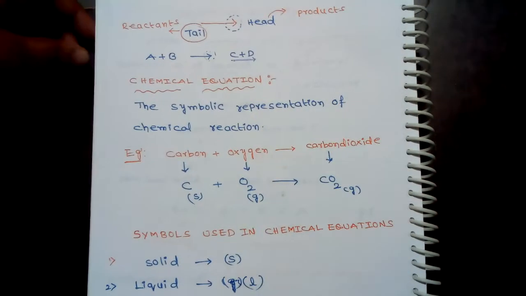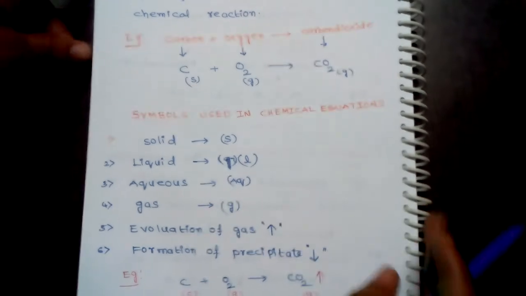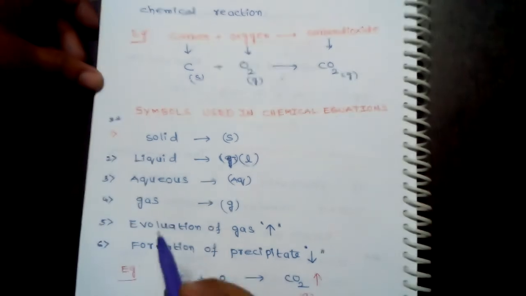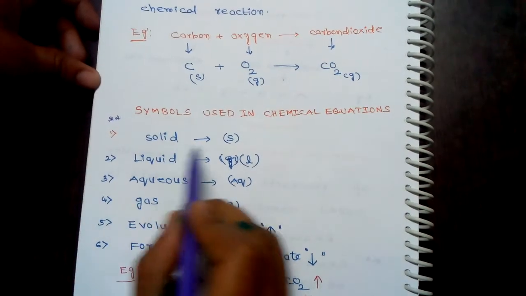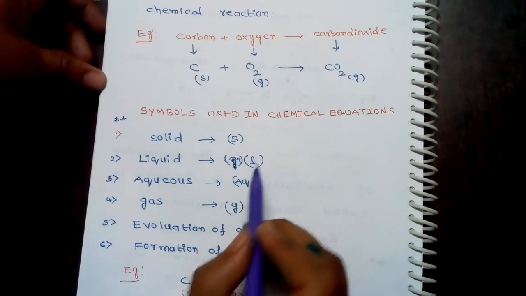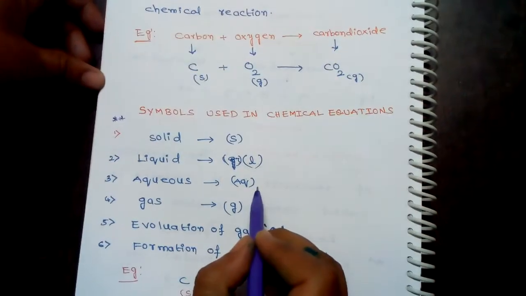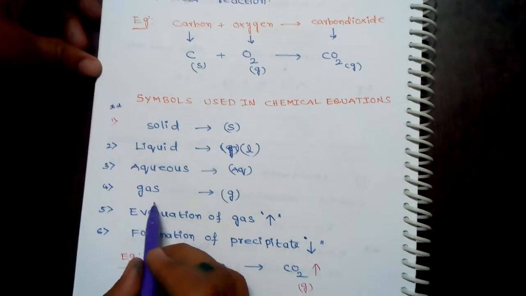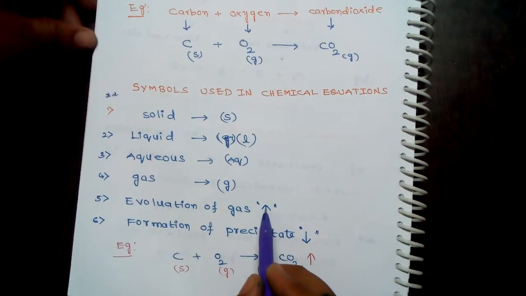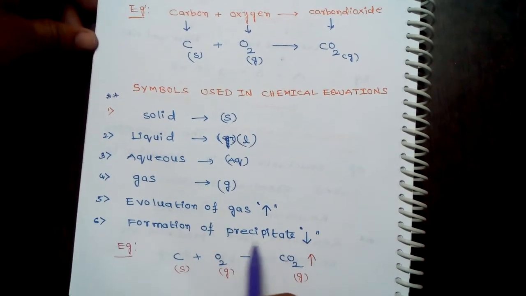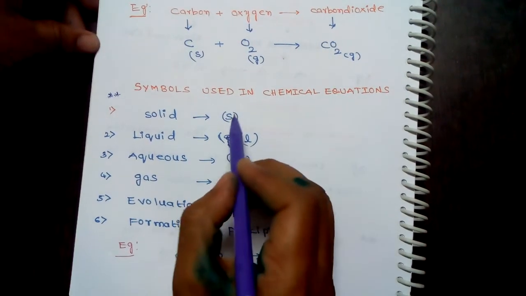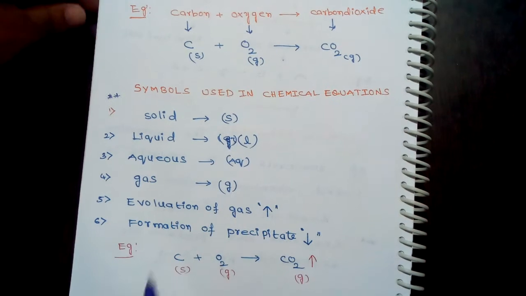Next, what are the symbols used in a chemical equation? These symbols are important, which give more information to us. Solids are represented as S. Liquid is represented as L. Aqueous is represented as AQ. Gas is represented as G. Evolution of gas is represented by an upward arrow. The formation of precipitate is represented by a downward arrow. These symbols we can write inside the brackets.